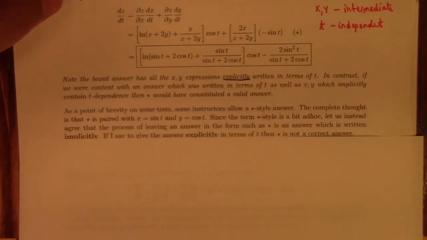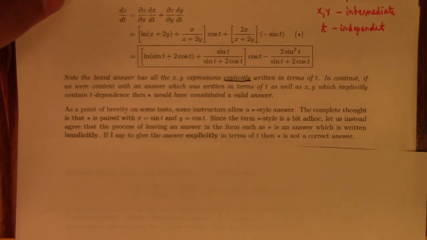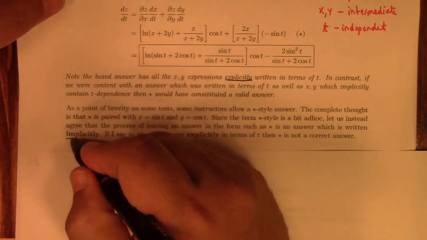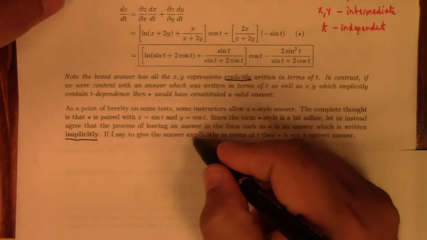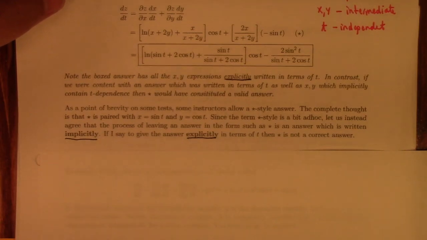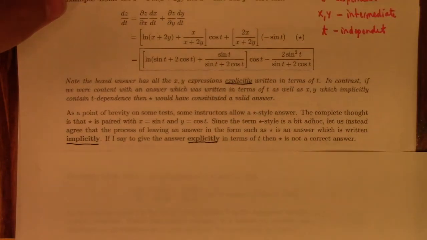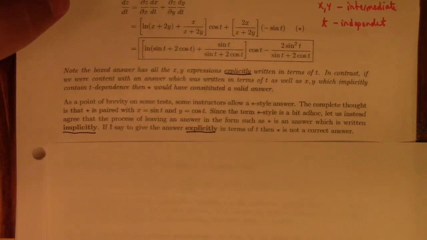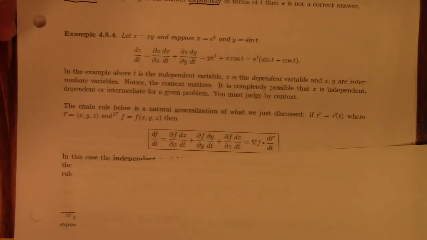The complete thought, though, of course, is that that star answer is paired with, x is sine t, y is cosine t. All right. Anyway, let us agree that if I say to give the answer explicitly in terms of t, then star is not the right answer, right? But if I say that you can leave it implicitly in terms of t, notice the word implicitly. Implicitly would be the star answer. Explicitly would be the boxed answer, being explicit functions of time versus up here implicit functions of time. Okay, now I think there's your vocabulary lesson for the day.